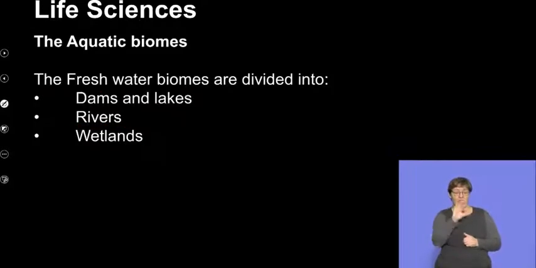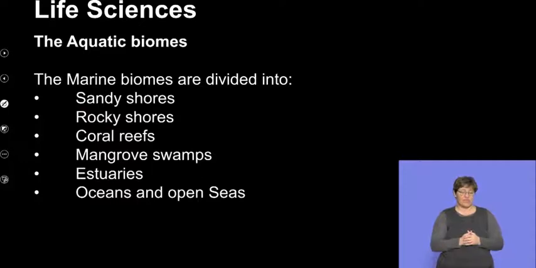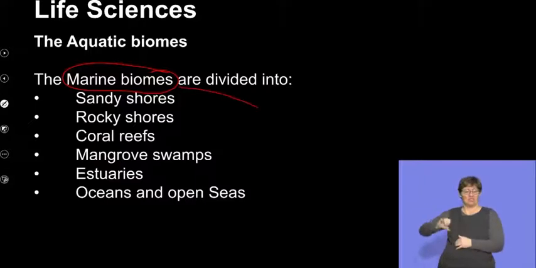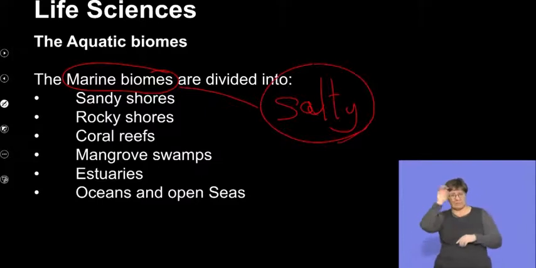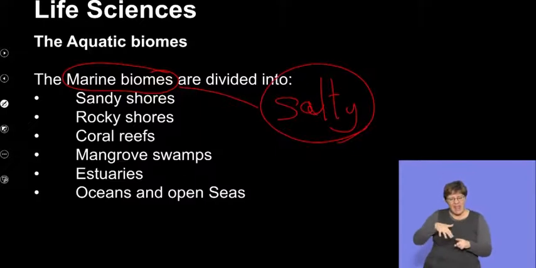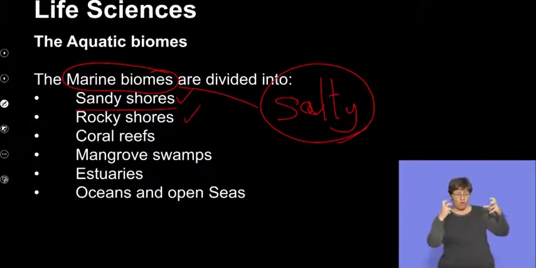In South Africa, we have a diversity of dams and lakes, rivers and wetlands that make up the freshwater ecosystems. As we have freshwater ecosystems, we also have marine ecosystems, which contain salty water with different concentrations of salt, as well as different terrains and areas. Your sandy shores are typically found where the beaches are filled with sand. You have rocky shores, which form a different type of biome where the shore is filled with rocks.